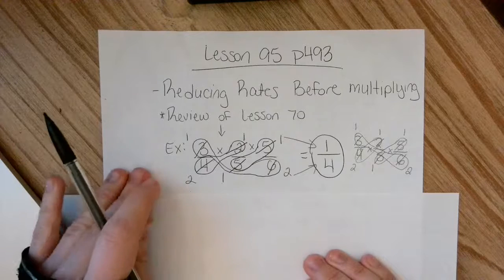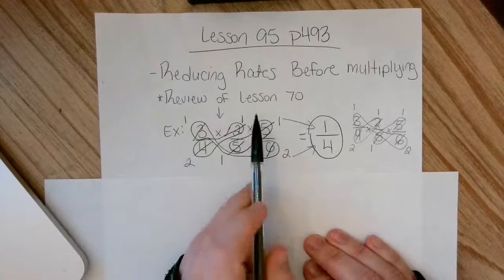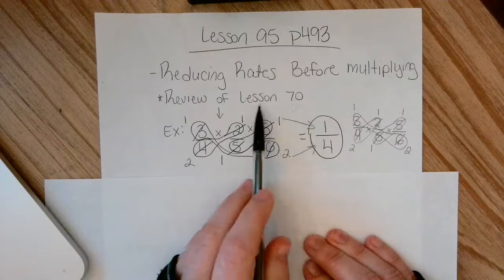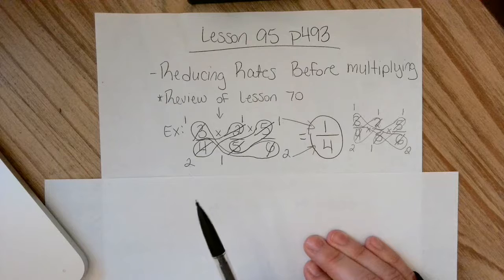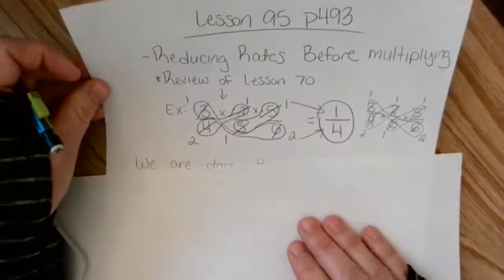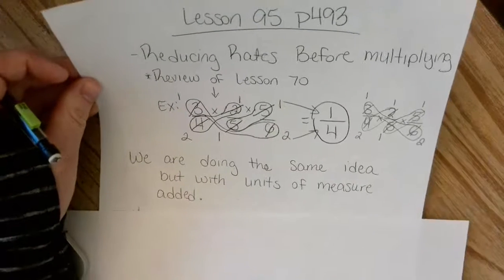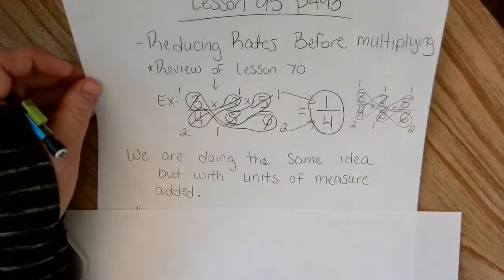Now, if this is totally crazy to you and it doesn't make sense, please refer back to lesson 70, because you were taught how to do this in lesson 70. So use your notes in your book if this just does not make any sense to you. Now, if this does make sense to you, then stay tuned, because we are doing the exact same thing, except we are adding in units of measure this time, which sounds difficult, but it's really not.